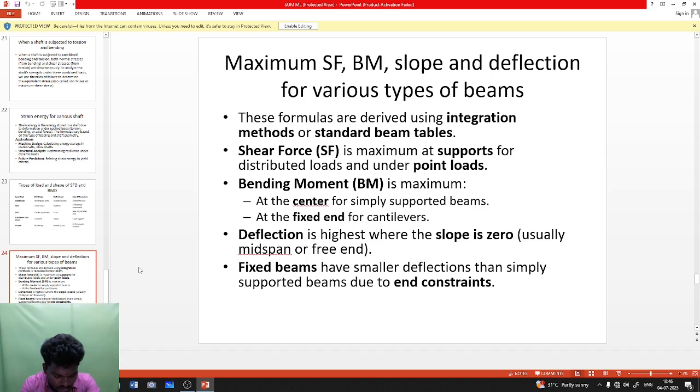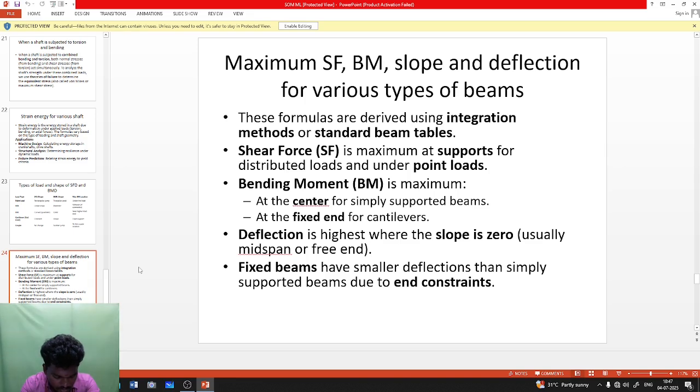And the cantilever beam with UDL: the maximum shear force is minus W L, the maximum bending moment is minus W L square divided by 2, the slope is W L cube divided by 6 EI, and the deflection is W L power 4 divided by 8 EI. For the gradually varying load, zero at the free end and maximum at the fixed end, the maximum shear force is minus W L by 2, the maximum bending moment is minus W L square divided by 6, the slope is W L cube divided by 24 EI, and the deflection is W L power 4 divided by 30 EI.